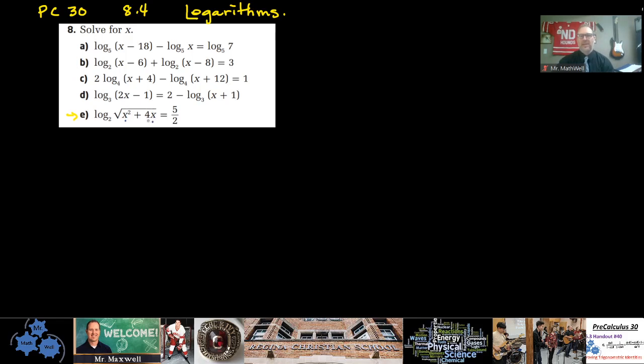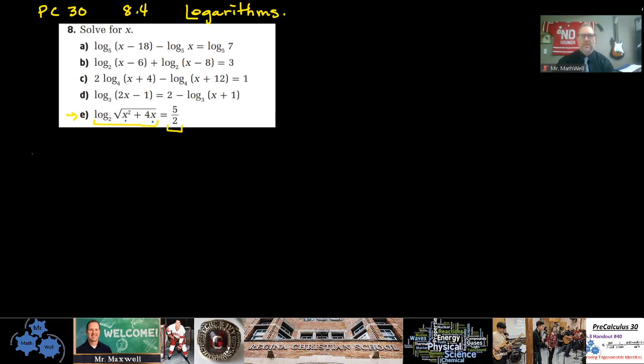So it might be a little tricky to get in there, but what we see, and this is very, very important, is that we have a log on one side. We have this big logarithm, and then we have just a regular number, right? So that is our key. That is our key to converting this to an exponential equation.